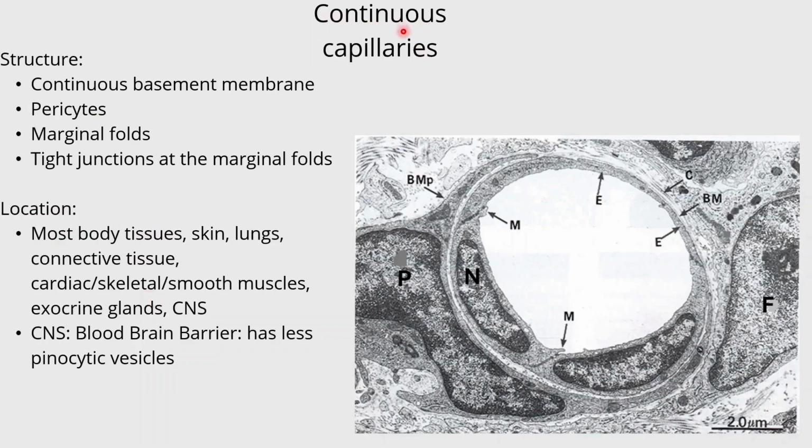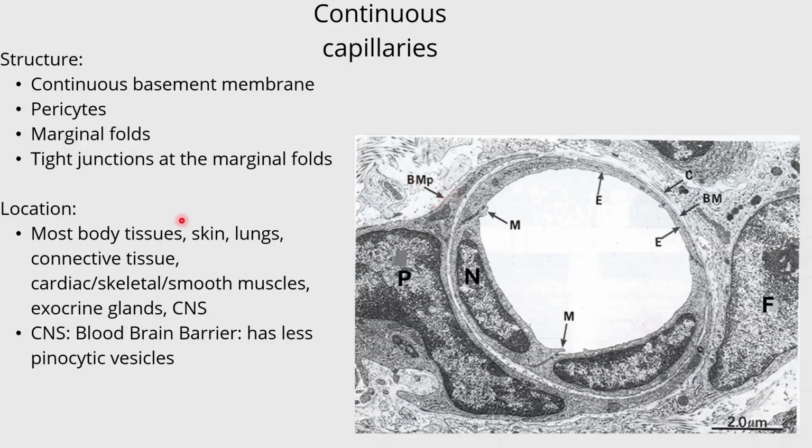Now let's say continuous capillary right here. You can see in the picture, it has a continuous basement membrane right here. It has pericytes. It has these marginal folds. These marginal folds are cytoplasmic flaps, as you can see here, between two endothelial cells. They also have tight junctions between here, and they're the least leaky out of the three.